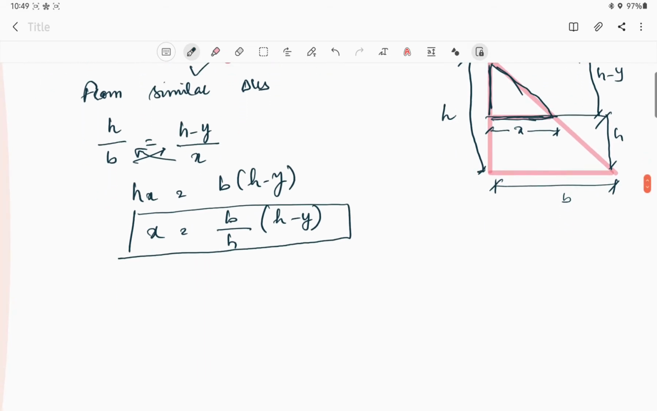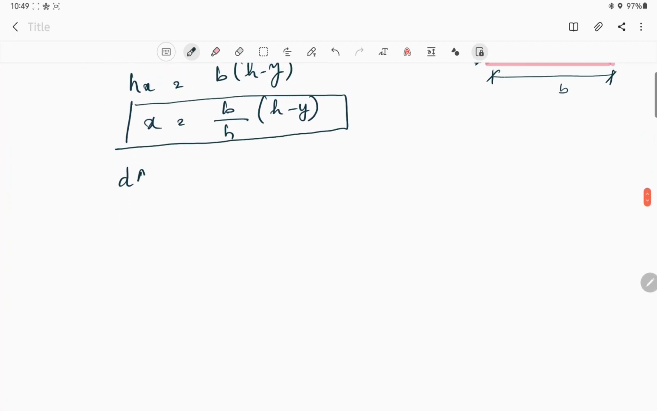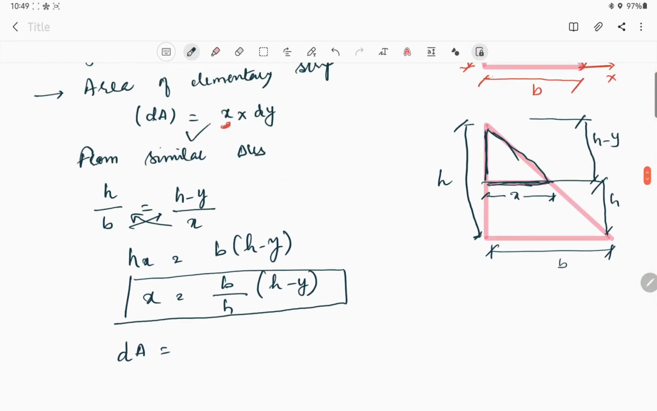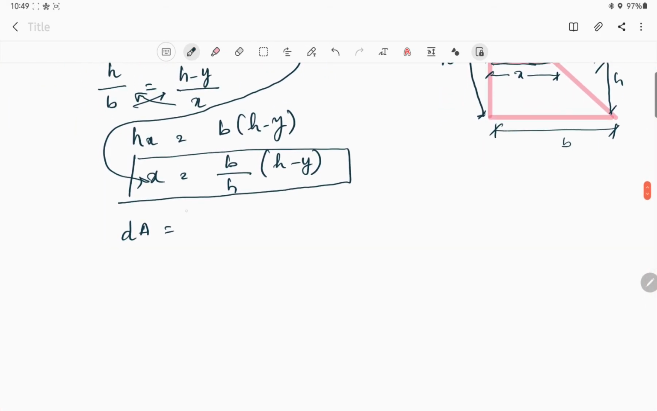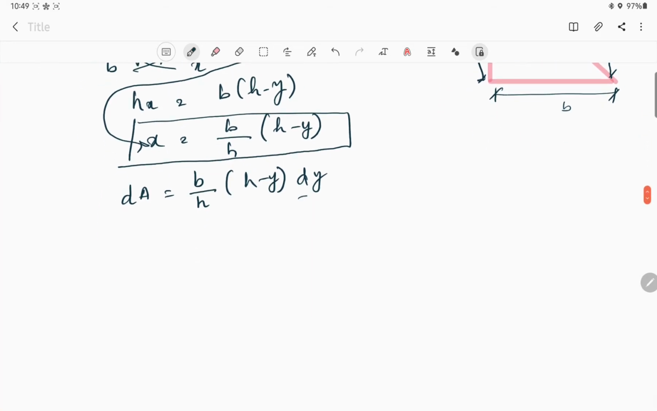What will happen? You see here, dA is equal to, what is the value of x we got? We got the value of x as b by h into h minus y, into dy. You have to write it as it is. Now we'll try to integrate this one because we have dy here. So how to integrate that?